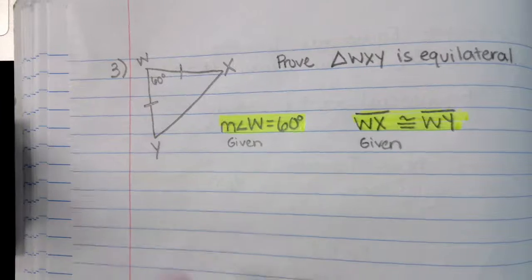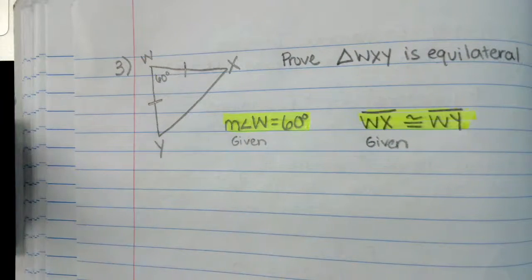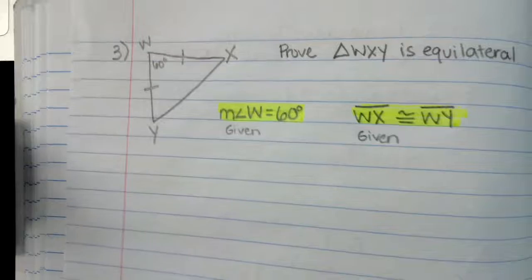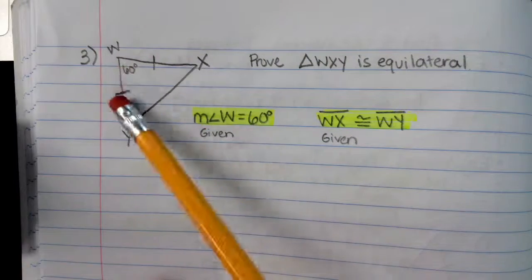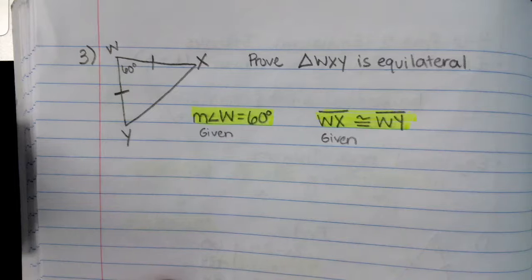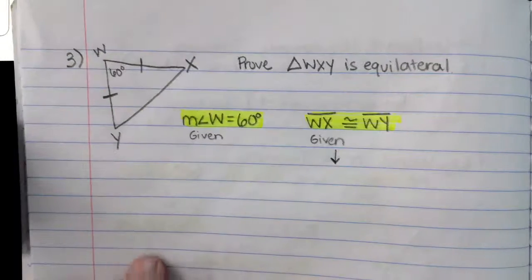If two sides are congruent, what kind of triangle is that? Isosceles. So yesterday with isosceles triangles, what did we find out? If two sides are congruent, the angles are congruent. What angles are going to end up being congruent here?